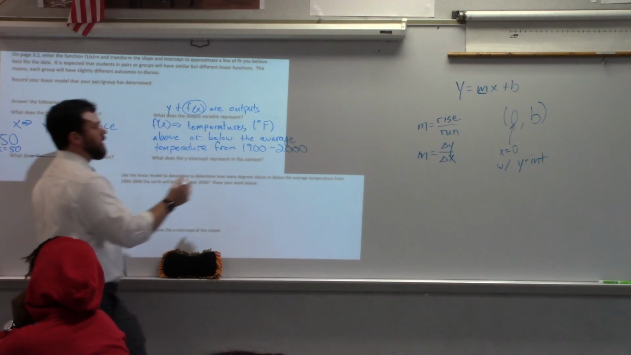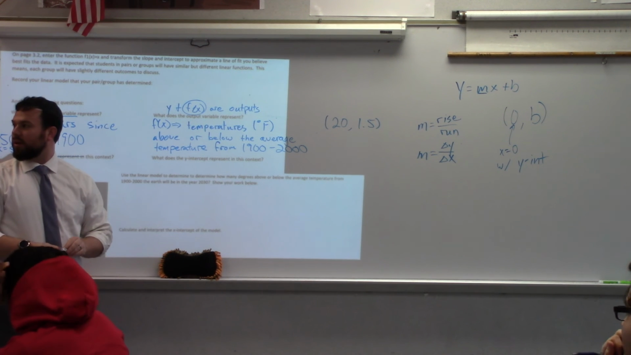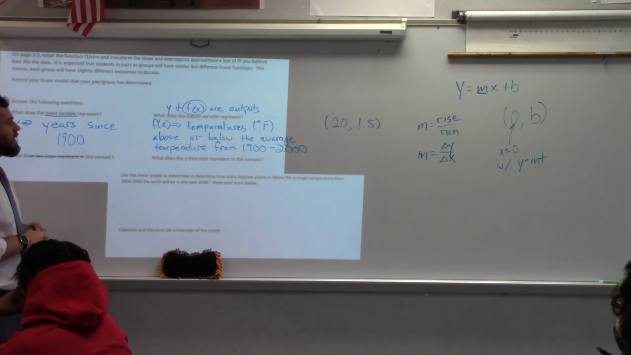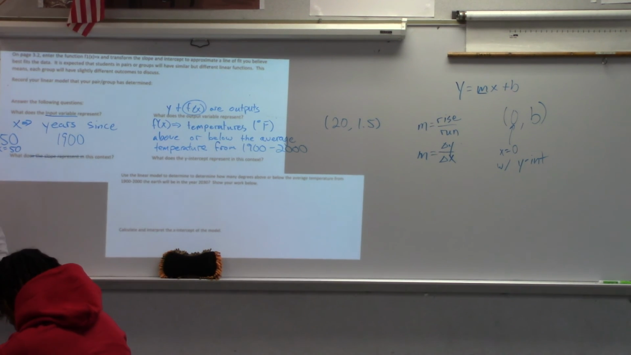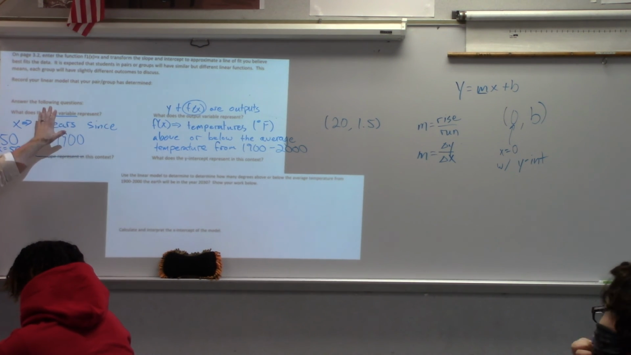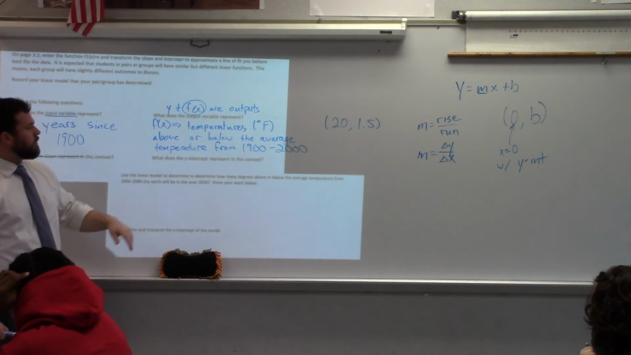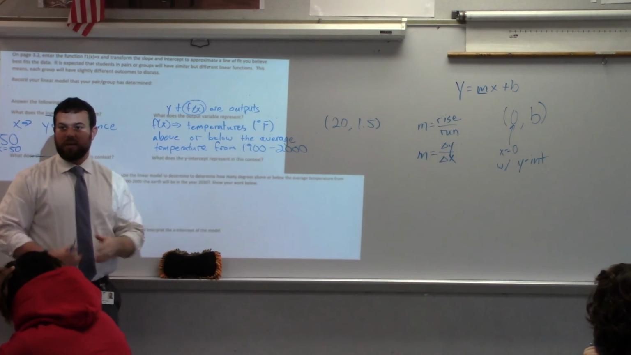Now, just like a second ago when I talked about 20 and 1.5, that 20 is my x, correct? Yes. Okay, that 20 is my x, so 20 what? 20 years since 1900. Literally, I took the number and I paired it with the context. I can't just say years. I gotta say years since 1900. Well, 20 years since 1900, 1.5 what? Degrees Fahrenheit above the average. See, I read the whole thing.